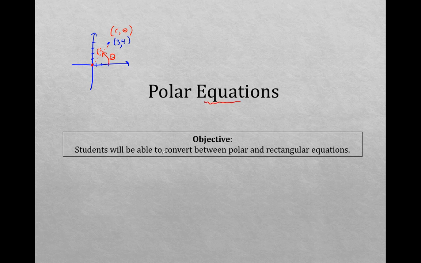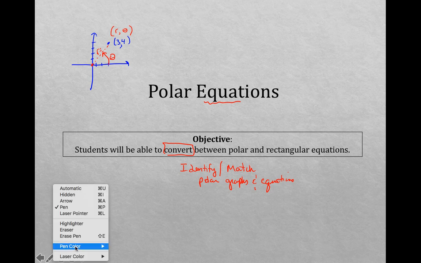So I want to move past points and talk about equations. Yes, I want you to convert between polar and rectangular equations. But the goal here is that I want you to be able to identify or match polar graphs and equations. And you take for granted being able to do this in rectangular form.